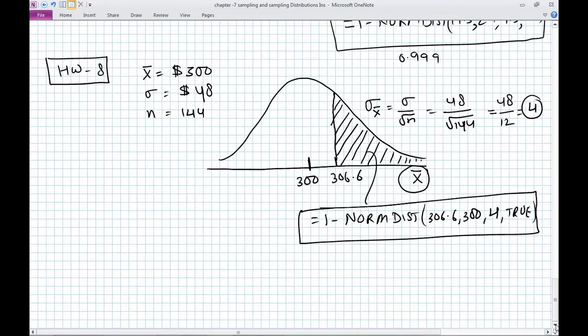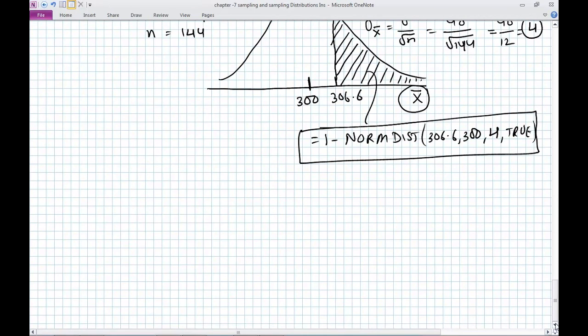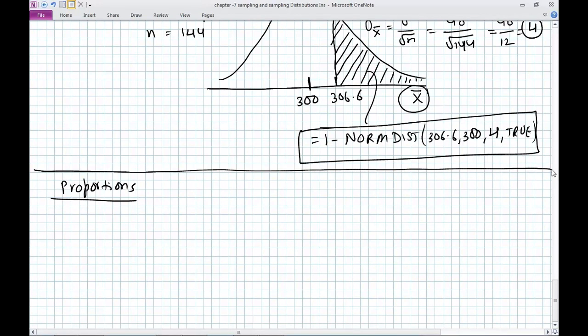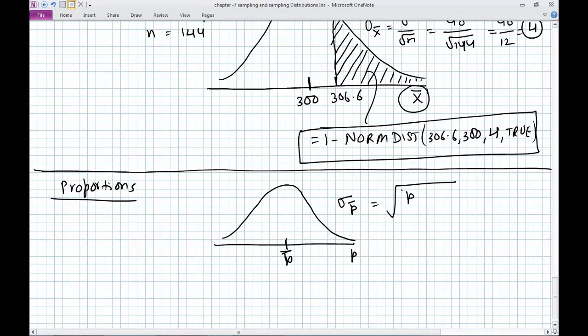Now another question from the homework, but this time it is about proportions. Although we have seen in earlier chapters that if you have proportions, generally it is a binomial distribution. But with larger sample size, that also can be approximated using normal distribution. So I'm going to make a picture here. This is for average proportion, where you have p bar and sigma of p bar. The standard error of proportions is given by the square root of p bar times 1 minus p bar divided by n.